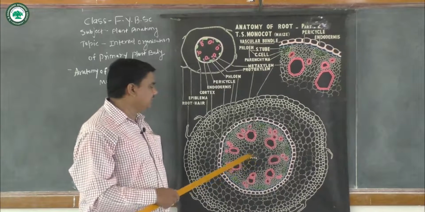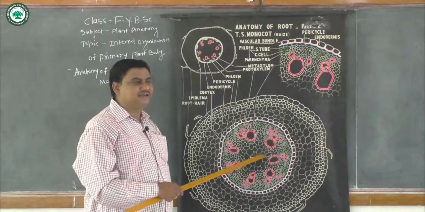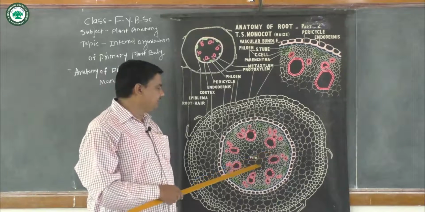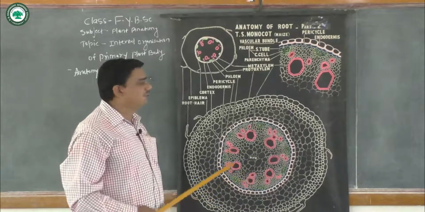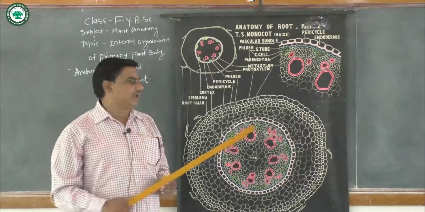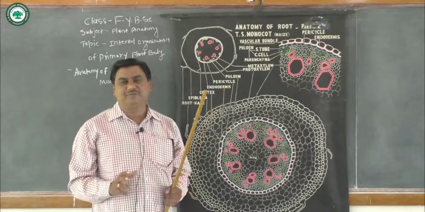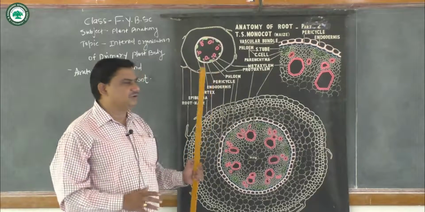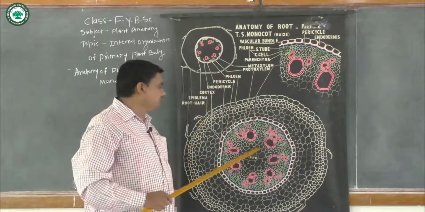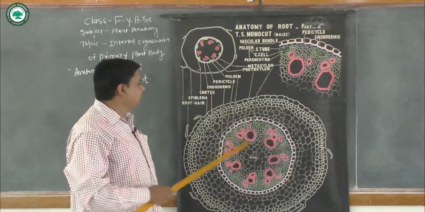The cells are loosely arranged parenchymatous cells. A larger pith is there in the monocotyledon as compared to the dicotyledon, where the pith is not well developed, but in the case of the monocotyledon, the pith is fully developed.